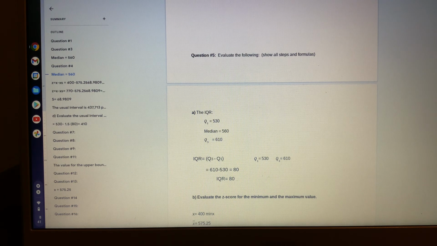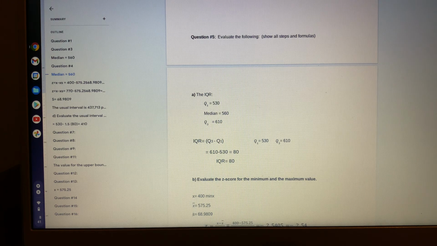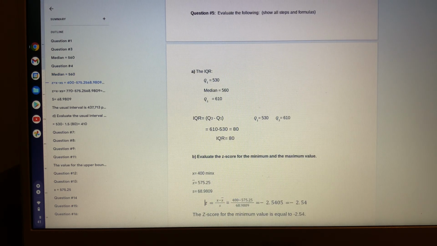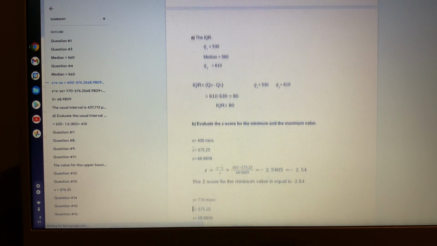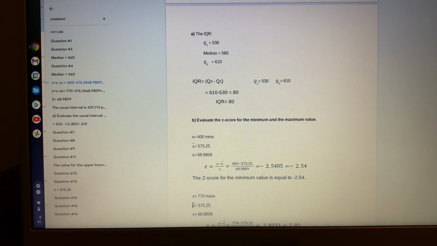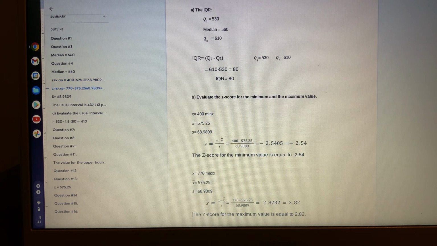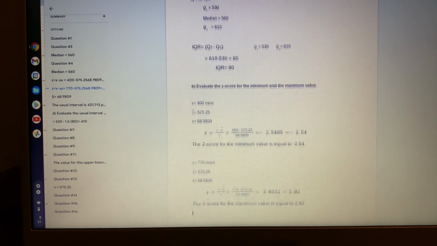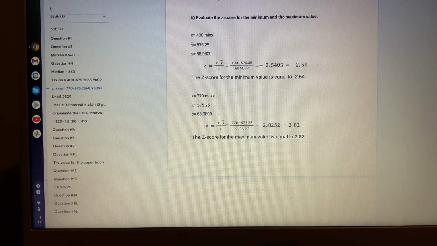At this point, I did the minimum first, which was 400, as previously stated up top, and of course my mean and my standard deviation, and I used the proper formula. So the z-score for the minimum value is equal to negative 2.54. The maximum x value here is going to be 770, and the z-score for the maximum value is equal to 2.82.